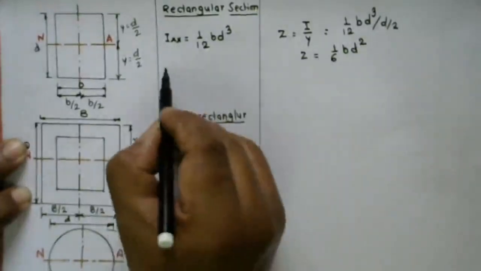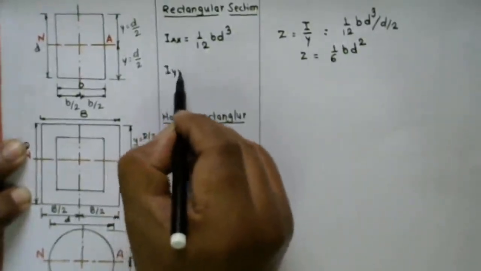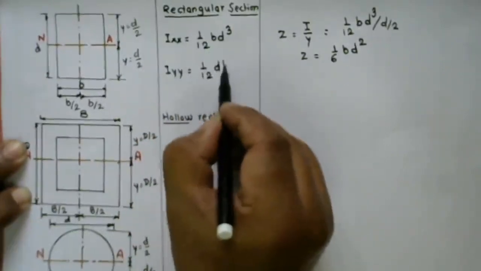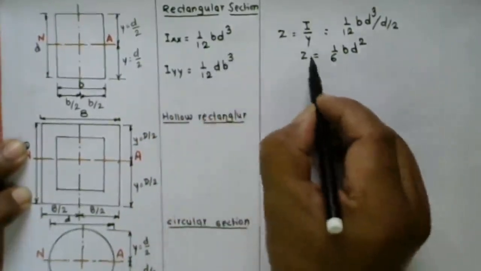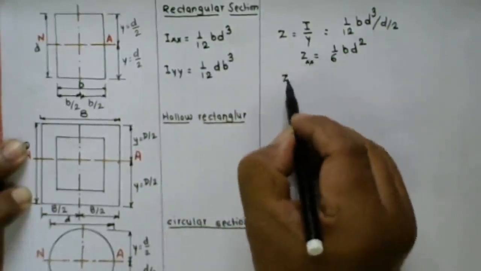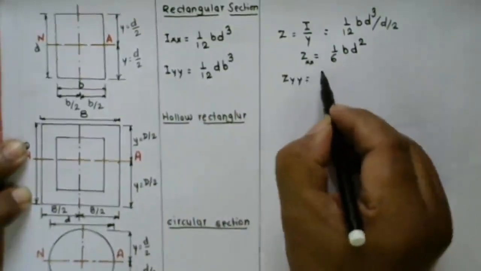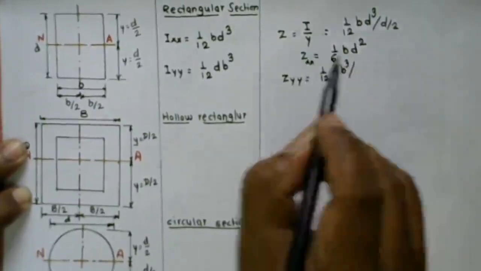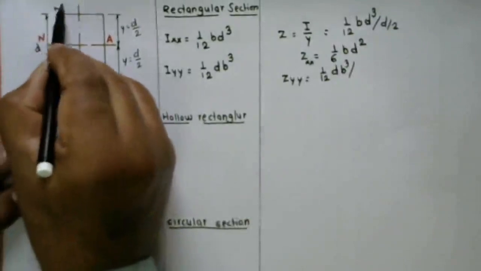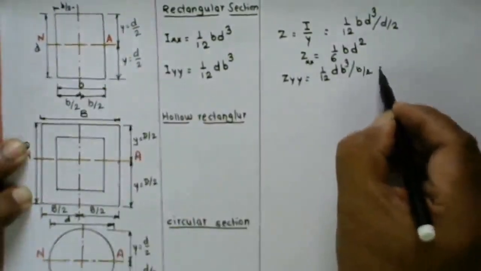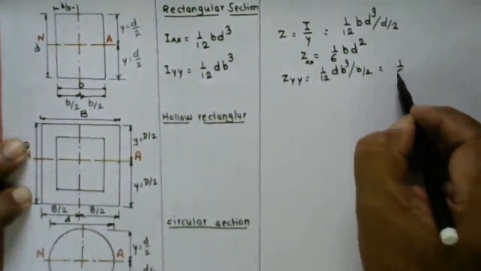If we have to calculate the moment of inertia for the YY axis, it becomes 1 by 12 DB cube. Similarly, ZYY is equal to 1/12 DB cube divided by, in that case, the distance becomes B by 2. So here we have to write B by 2. So ZYY we may say is 1/6 DB square.